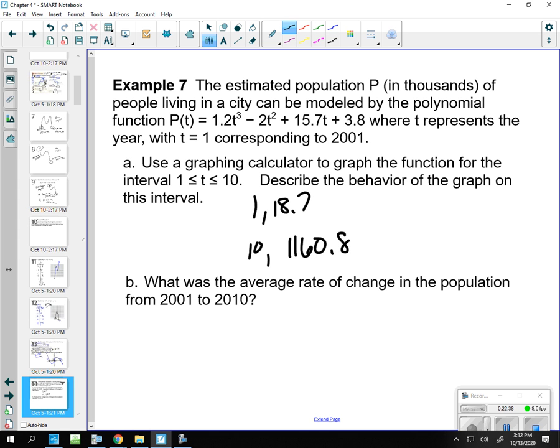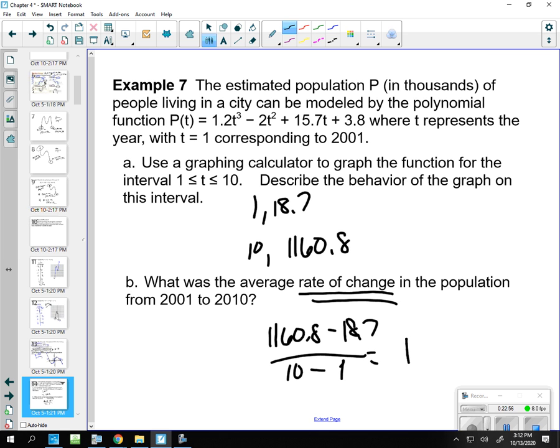What is the average rate of change? Now, anytime you're talking about a rate of change, you're talking about slope. So I'm going to take 1160.8 minus 18.7, over 10 minus 1. I'm going to get 126.81. What does that mean? Meaning each year, on average, it goes up 126.81 thousand. Remember, this is all in thousands.